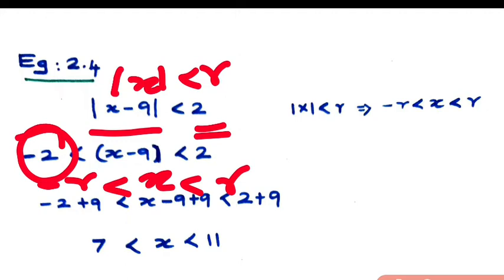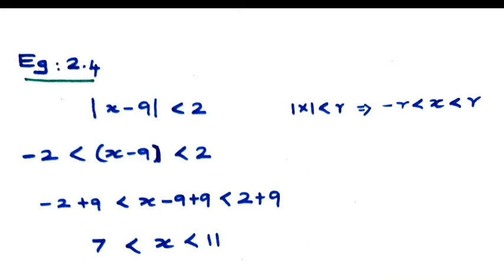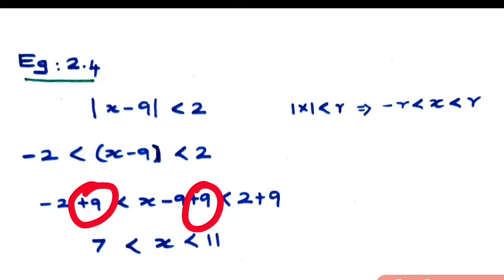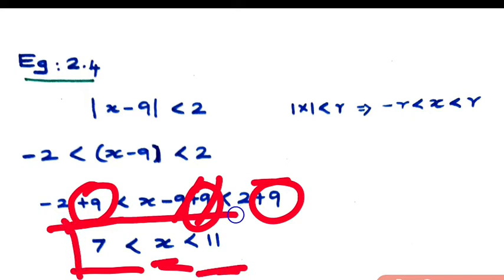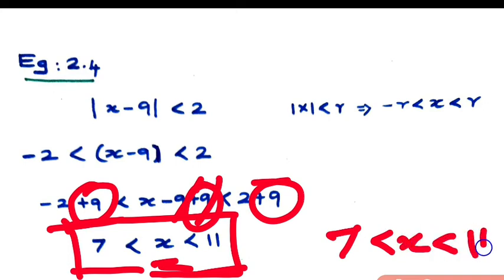Here we want only the x value, so we want to cancel minus 9. That's why I add 9 to all terms of the inequality. Minus 2 plus 9 is 7. Here minus 9 plus 9 cancel, so x remains. Next, 2 plus 9 is 11. Therefore the answer is 7 less than x less than 11.